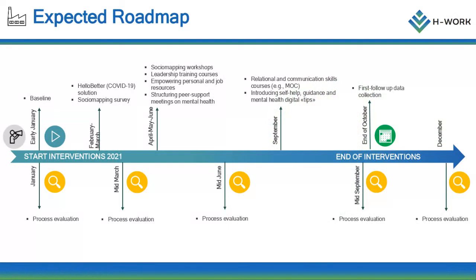Just to give you an overview of where the plans are heading in the hospitals from here. The plan is to start the Hello Better individual training in February, March, and do the initial social mapping survey, so asking the 5 questions. Then in April and May, having social mapping workshops where they develop action plans and discuss what the results are, run the leadership training courses, have the training for empowering personal job resources, and run the structured peer support meetings. And then later on, after the summer holidays, have the relational and communication skills courses and introduce the self-help toolkit.